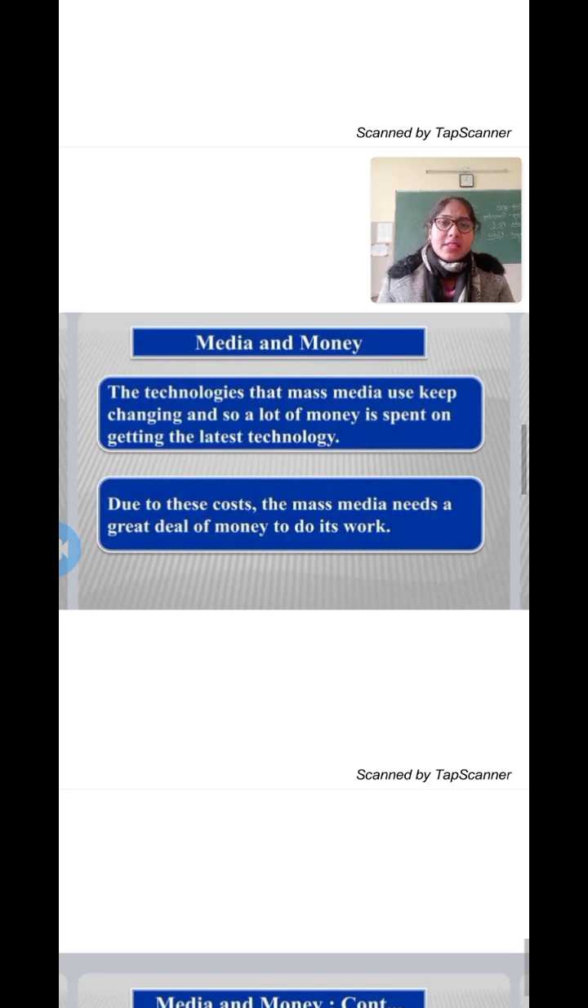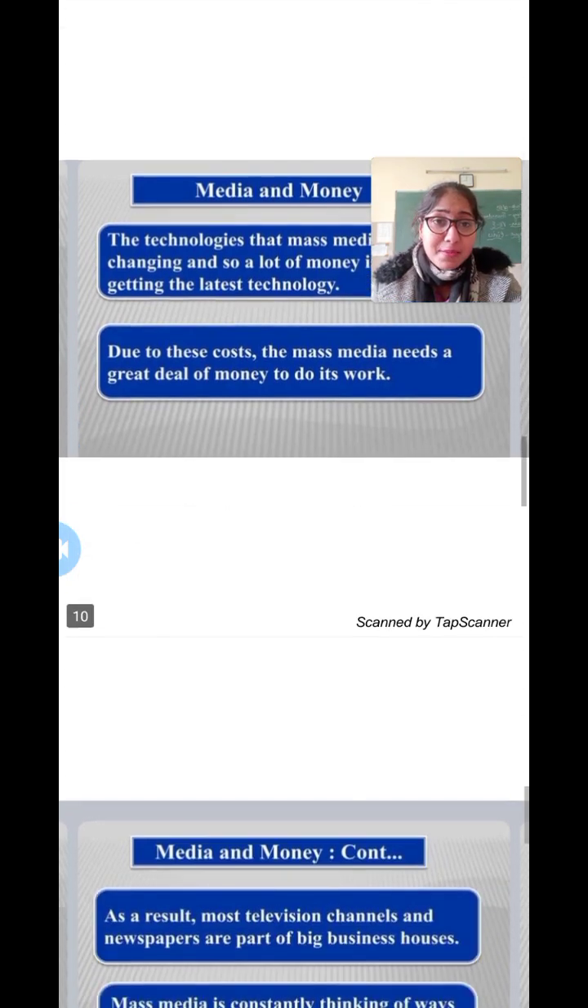So let's see. The technologies that mass media use keep changing. And if we are changing our technology, a lot of money is spent on this, because we cannot update any technology without spending money. If you are getting the latest technology, you have to spend a lot of money. Due to these costs, the mass media needs a great deal of money to do its work. So how does the media get the money?